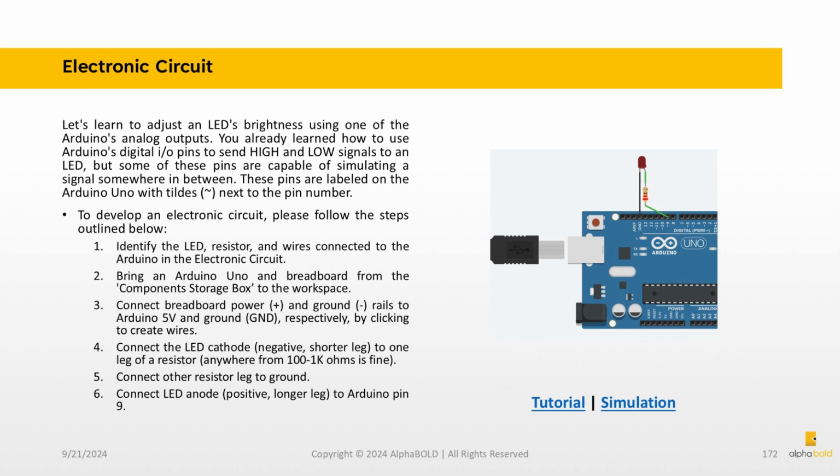To develop an electronic circuit, please follow the steps outlined below. Identify the LED, resistor, and wires connected to the Arduino in the Tinkercad Circuits workspace. Drag an Arduino Uno and breadboard from the Components panel to the workspace, next to the existing circuit. Connect breadboard power, plus, and ground rails to Arduino 5V and ground, GND, respectively, by clicking to create wires. Connect the LED cathode, negative, shorter leg, to one leg of a resistor. Anywhere from 100 to 1K ohms is fine. Connect the other resistor leg to ground. Connect the LED anode, positive, longer leg, to Arduino pin 9.